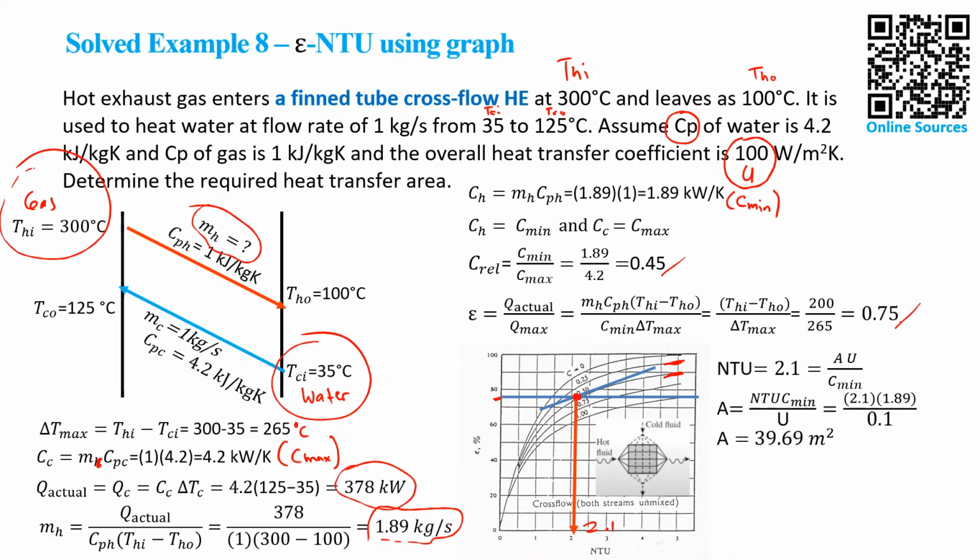Then we key in to the NTU equation, which equals AU over Cmin, and we rearrange the equation. Finally we can find the ultimate solution for this problem, which is the overall heat transfer area. A equals 39.69 square meter.